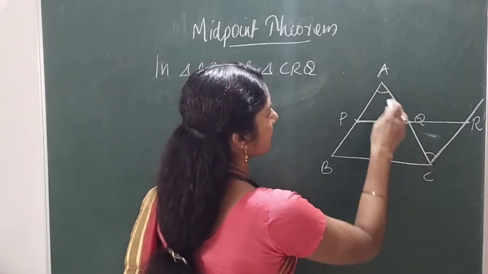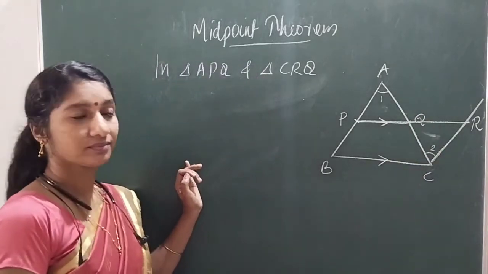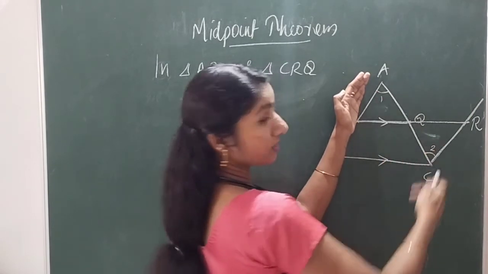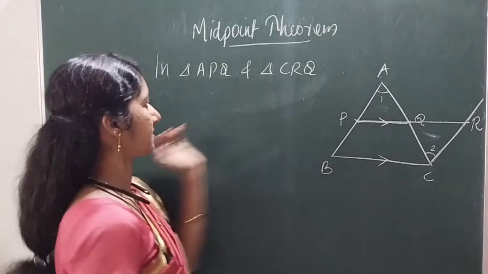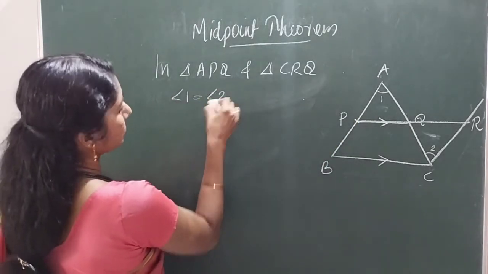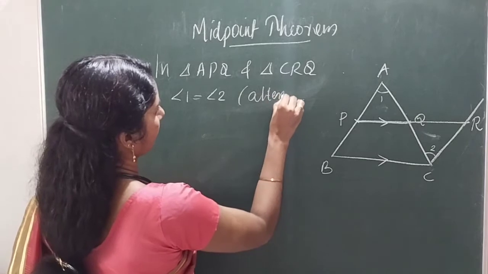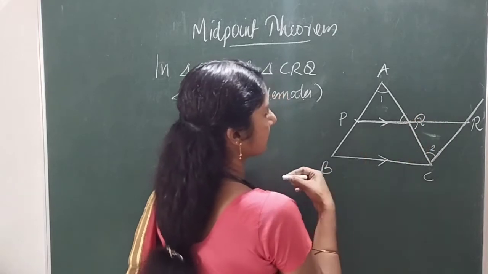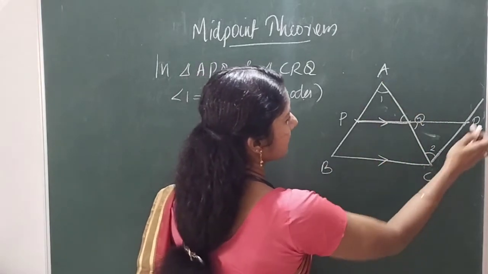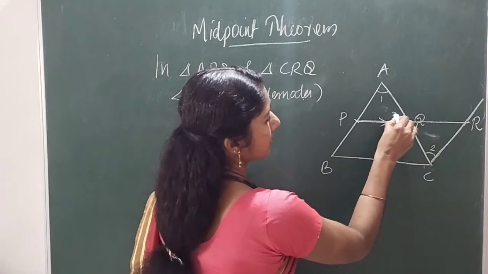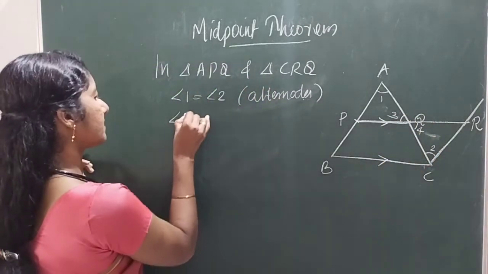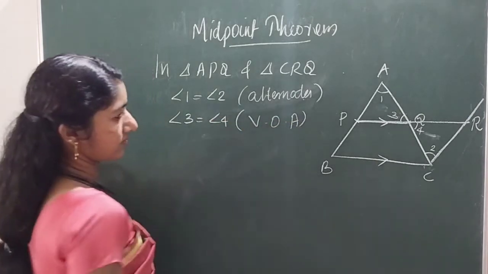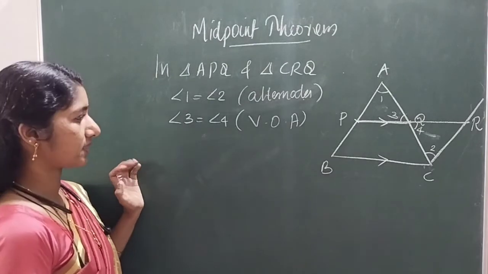If I am marking these as angle 1 and angle 2, how are they? See, these two are parallel lines cut by a transversal. So, angle 1 and angle 2 you will get as alternate angles. So, you can write angle 1 equal to angle 2, alternate angles. And what about these angles? That means in APQ's Q and in CRQ's Q, these two angles, suppose they are angle 3 and angle 4, you can say angle 3 and angle 4 are also equal, vertically opposite angles.